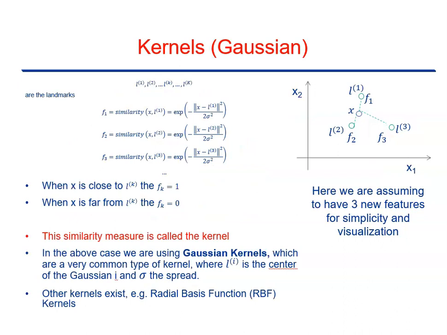And the similarity measure is what we call the kernel. In this case, we have Gaussian kernels, where Li is the center of the Gaussian and sigma is the spread or the width of the Gaussian. We can use other similar functions, like, for example, radial basis function kernels.